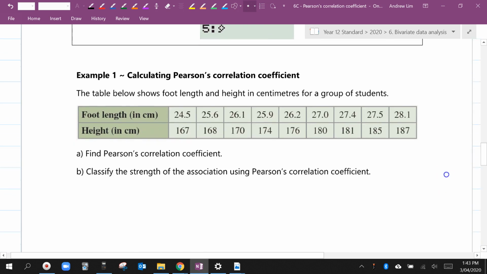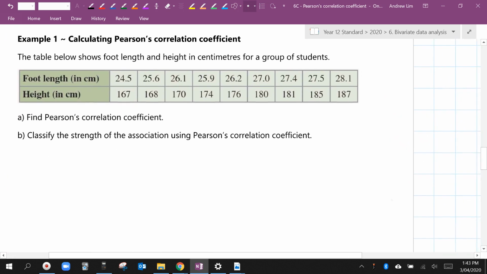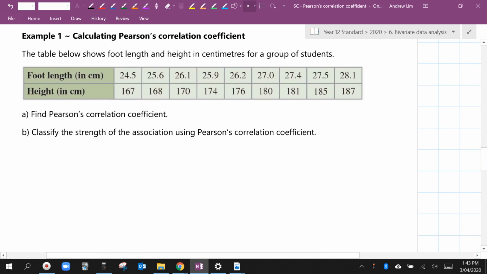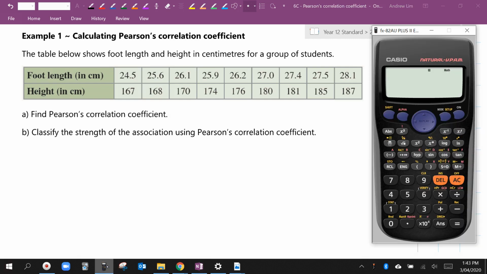So what does that look like? Let's have a look at an example. The table below shows the foot length and height in centimeters for a group of students. Find Pearson's correlation coefficient. So I'm going to get out my calculator. I need to put it in stat mode, so I'm going to press mode and then 2. I need this a plus bx, number 2, so I'm going to press 2 on my calculator. And now I've got x and y columns.